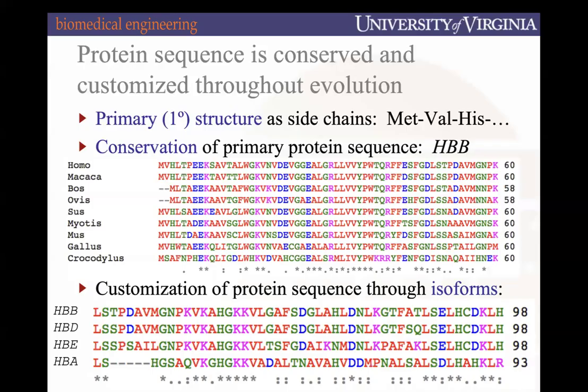Now, there's also customization. Whenever there's a customized version or flavor of a protein, that's usually referred to as an isoform. And so different isoforms will be encoded by different genes. And so here we have, moving from top to bottom, the beta chain of hemoglobin, the delta chain, the epsilon chain, and the alpha chain.